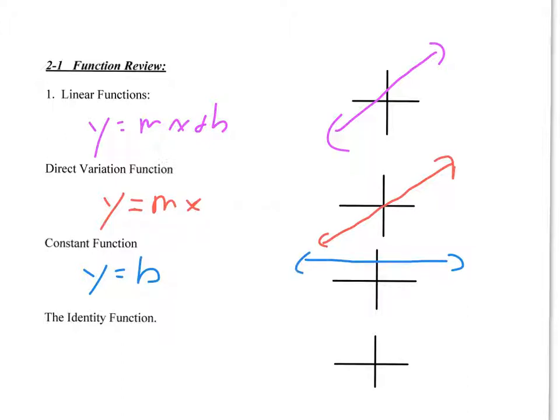And also a very important function, which we talk about when we talk about the inverse function, is the identity function, which is just y equals x. It's also, of course, a linear function. It's also a direct variation function. And it, of course, looks like this. And it is the line that we reflect our inverse graphs over.